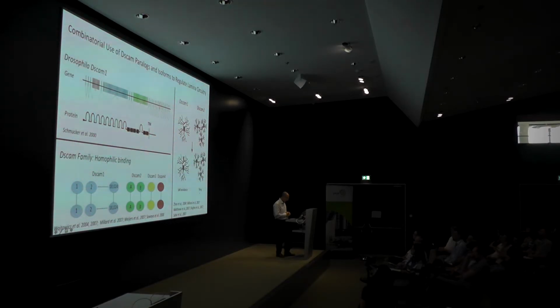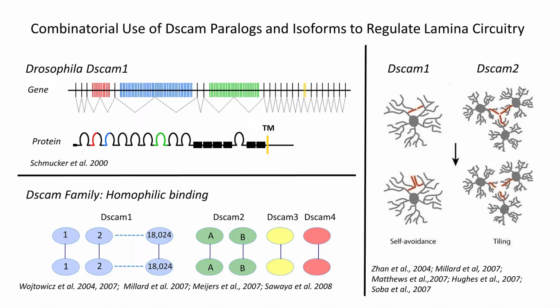Now, what I want to focus on today very briefly is that these molecules also act in different combinations. So I'll give one example of DSCAM1 working with DSCAM2 to provide specificity within the lamina, and a second example where DSCAM2 acts with DSCAM4 to provide specificity for another set of dendrites.